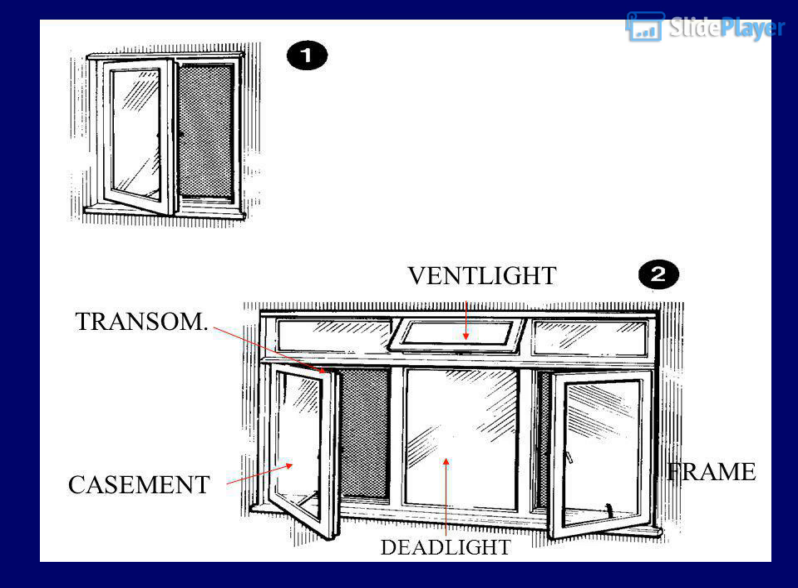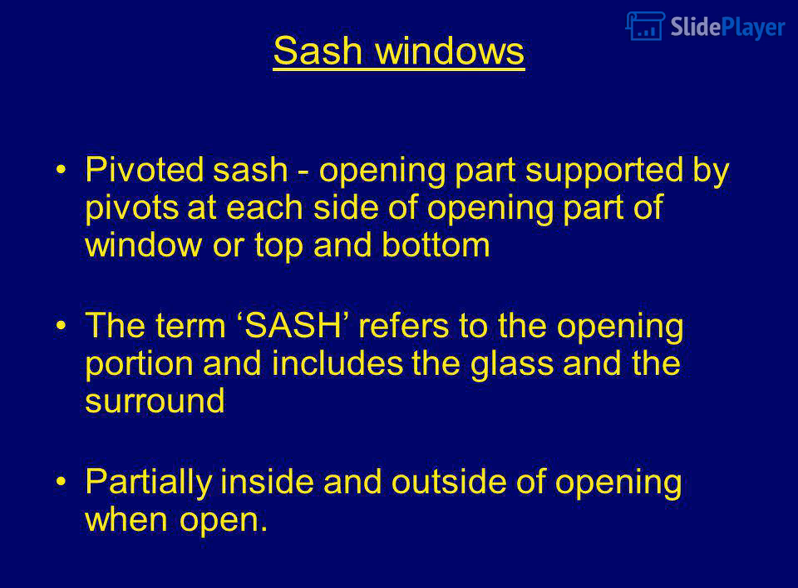Fanlight. Transom. Frame. Casement. Deadlight. Sash windows. Pivoted sash: opening part supported by pivots at each side of opening part of window or top and bottom. The term sash refers to the opening portion and includes the glass and the surround. Partially inside and outside of opening when open.